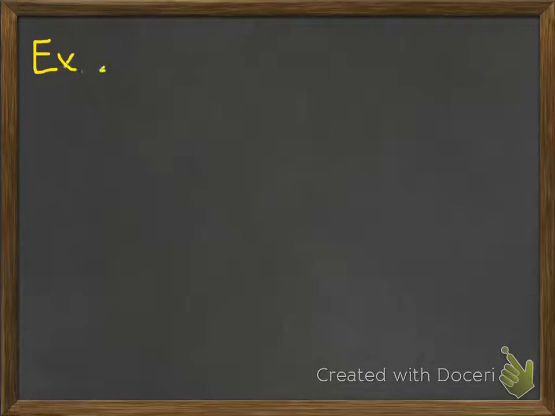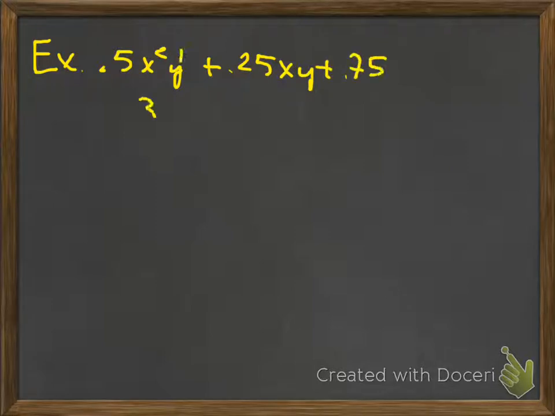Alright, so here's another example. We're going to do 0.5x squared y plus 0.25xy plus 0.75. Okay, the degree of the first one is 3 because 2 and 1 for the x and the y is 3. The degree for the second term is 2 because 1 and 1 makes 2. The third one, the 0.75, has no degree or 0 because there's no variables with it.